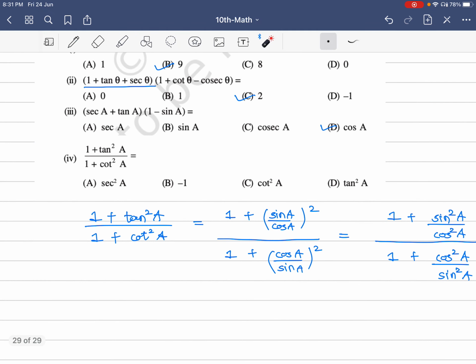Now let's come back to the question. Yes, we have this option number D, which is tan square a, so I'm going to tick mark D.